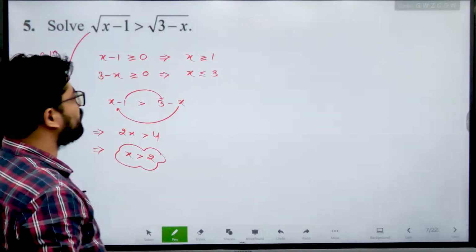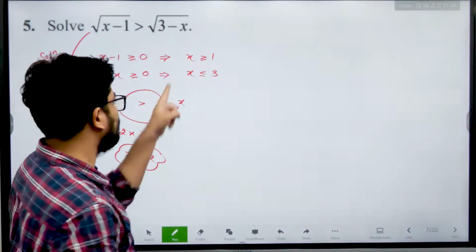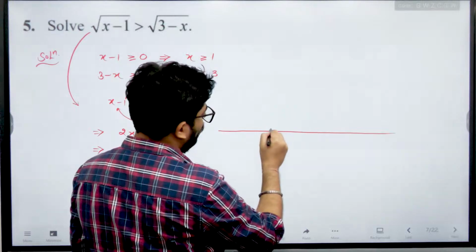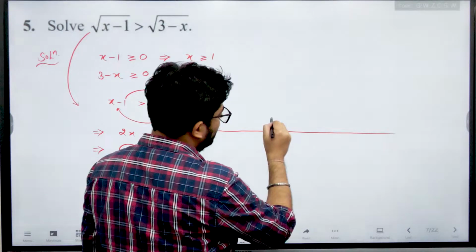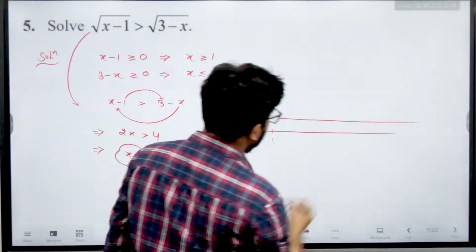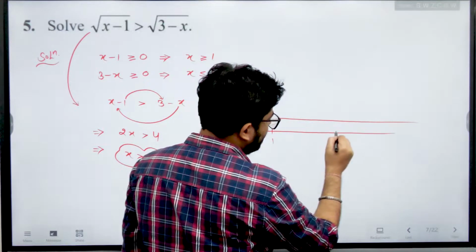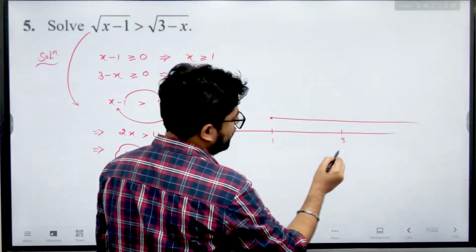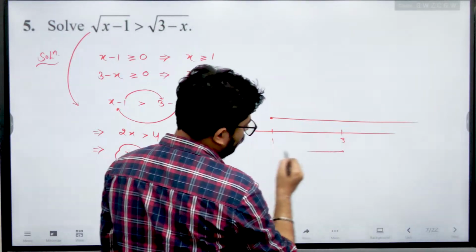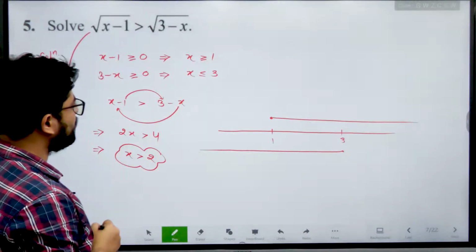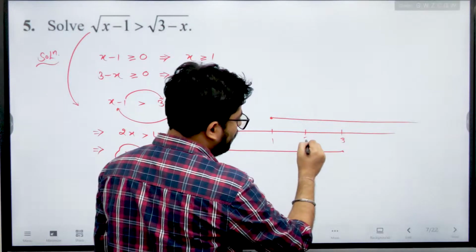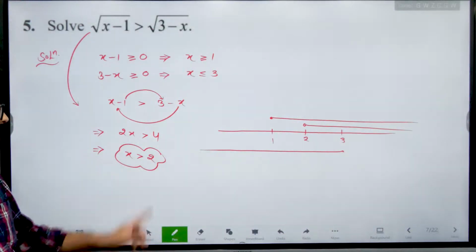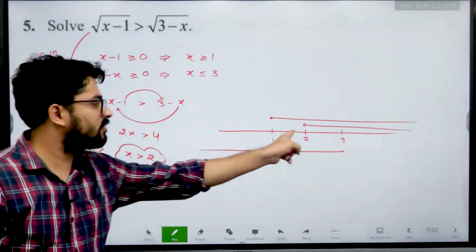You have to satisfy all these three conditions simultaneously. So first one says x greater than or equal to 1, let's say 1 is here. Second is x less than or equal to 3, let's say 3 is here. And next one is x greater than 2, let's say 2 is somewhere here. You cannot include 2 here, so x greater than 2 is this one.